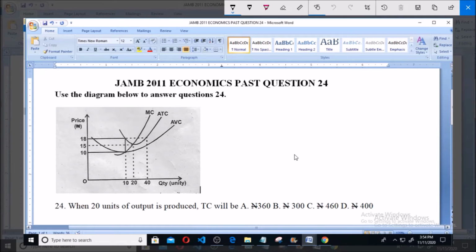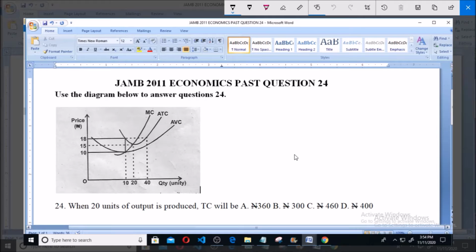Jamb 2011 economics past question 24. It says use the diagram below to answer question 24. On question 24 we have a diagram just as we have in 23 that has price. On our price side we have 18, 15 and 10. On the quantity side, which is in units, we have 10, 20, 40.